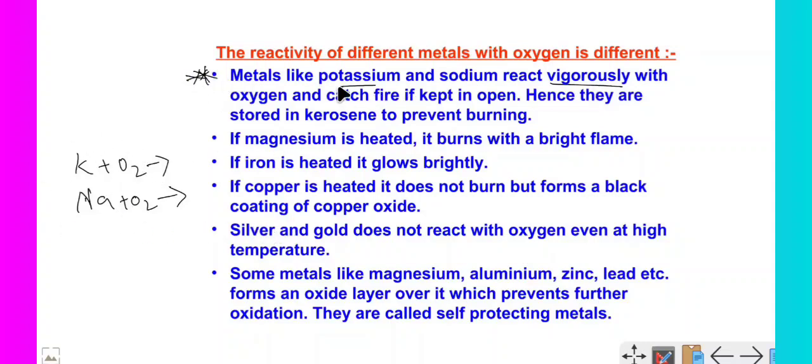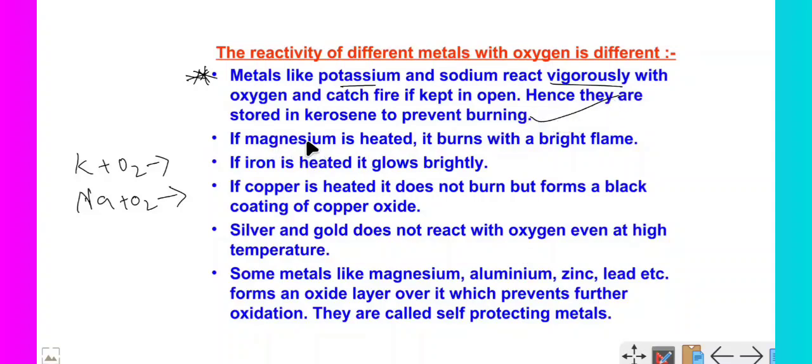Why are potassium and sodium metals kept immersed in kerosene oil? What is the reason? The answer is very simple: because potassium and sodium are very reactive metals, and they can vigorously react with oxygen, and they can even catch fire when kept in open space. Hence they are stored in kerosene to prevent burning. This is a very important part.